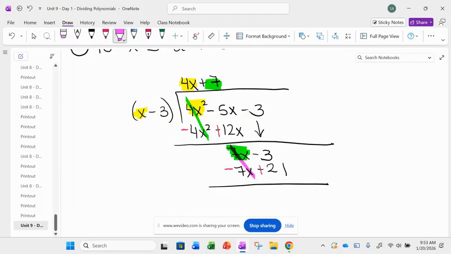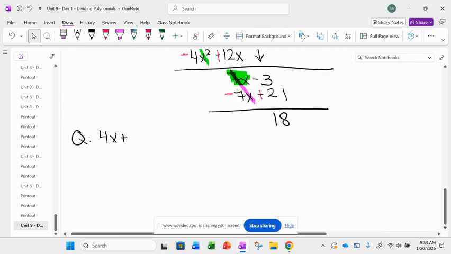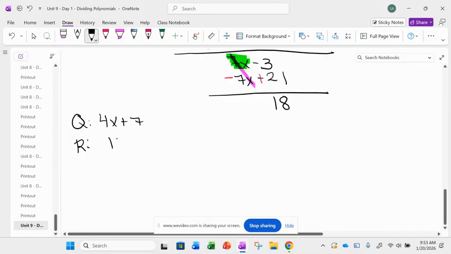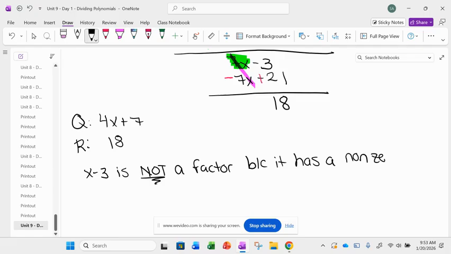If you did something and that term didn't cancel, what does that tell you? You did something wrong. Exactly. And now I have a negative 3 plus a positive 21, which gives us 18. Positive 18. So now our quotient is 4x plus 7, and our remainder is a positive 18. Is x minus 3 a factor? No, x minus 3 is not a factor because it has a non-zero remainder.